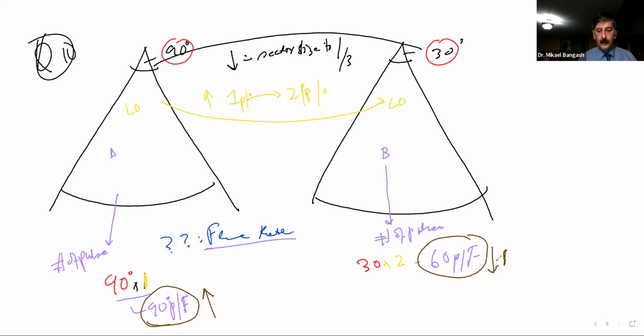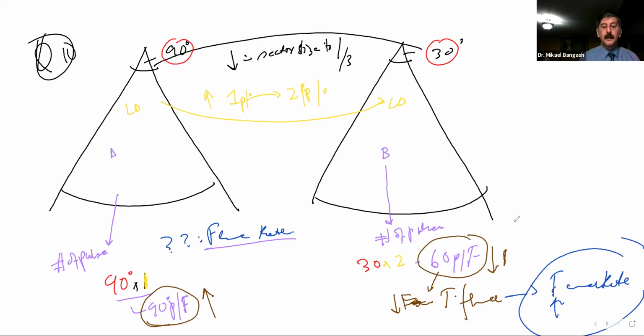Now, the lower the number of pulses per frame, that's going to cause a reduced T frame. And that reduced T frame will lead to an increase in frame rate. So the frame rate will increase. Did that make sense?